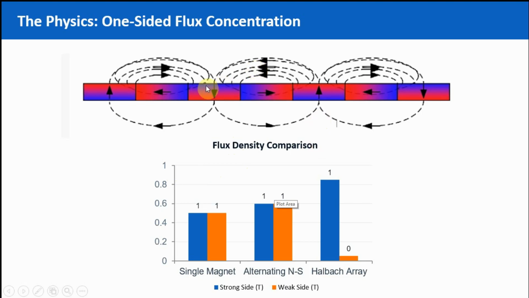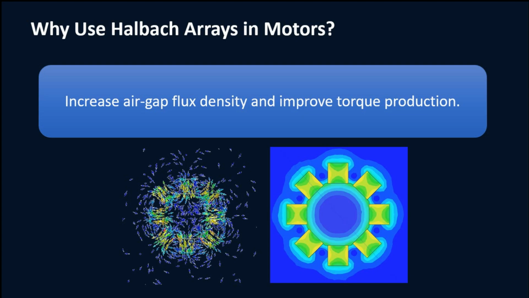So using this structure will allow us to reduce the back iron size or even remove it in the low flux density side. In the rotors that use this structure, the need for back iron will be reduced or removed. In electrical motors, a stronger air gap magnetic field produces higher electromagnetic force between the rotor and the stator. This can increase torque density and improve motor performance without increasing the magnet size. Halbach arrays are especially used in high-performance motors.